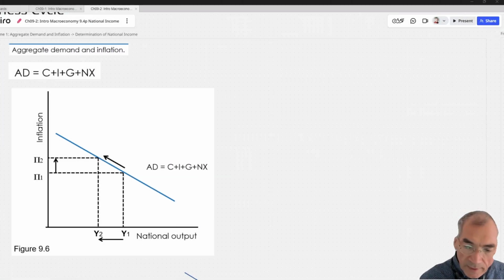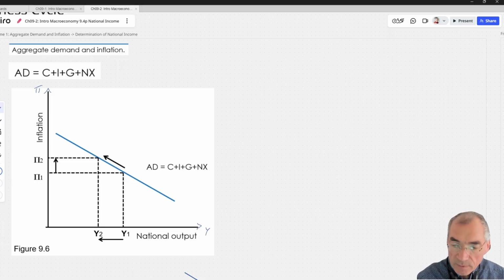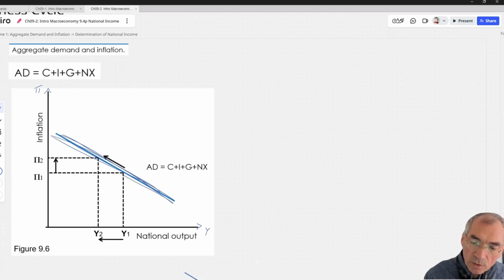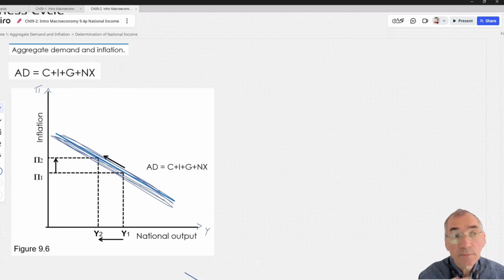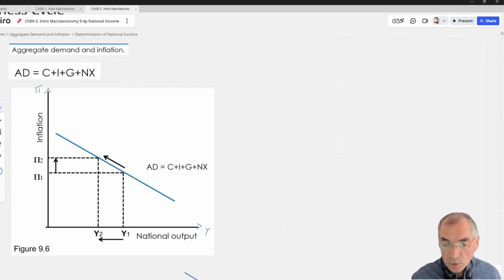We can and we should label the axes. So that would be pi up here, and that is Y, the national output, for which we in this case use GDP, gross domestic product, as a proxy. And we see that obviously there is a negative relation between output and price, the very similar negative relation that we analyzed in microeconomics. But why? Why should that be the case?